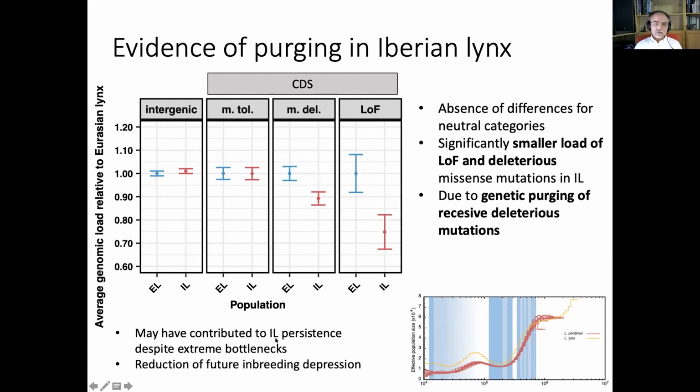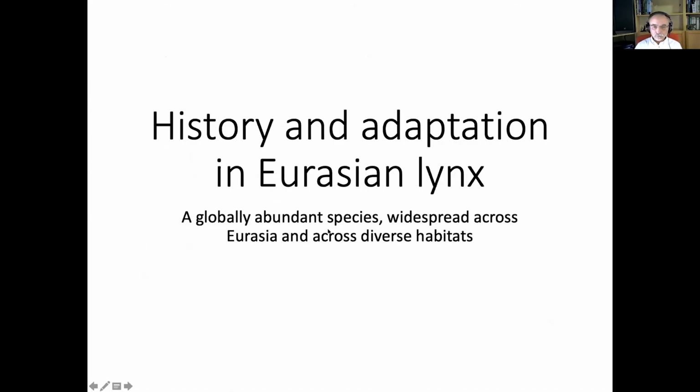And I think this shows the effect of purging, of selection against these deleterious recessives being possible in small populations due to inbreeding. The difference probably has to do more with long-term effective population size differences between these two species rather than with recent bottlenecks.